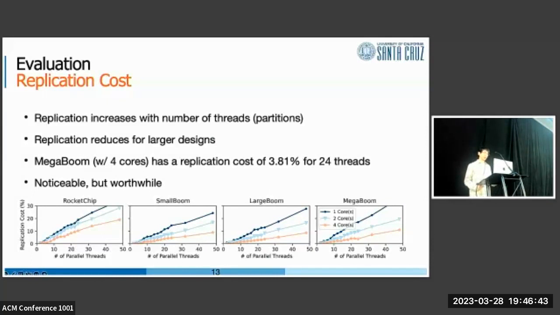From each single line, we can observe that the replication cost increases with the number of simulated threads or partitions, and the replication cost reduces for larger designs. More specifically, the largest design, 4-core mega BOOM, has a replication cost of only 3.81% when partitioned to 24 threads. Overall, the replication cost is noticeable, but definitely worthwhile if we consider the performance gain.